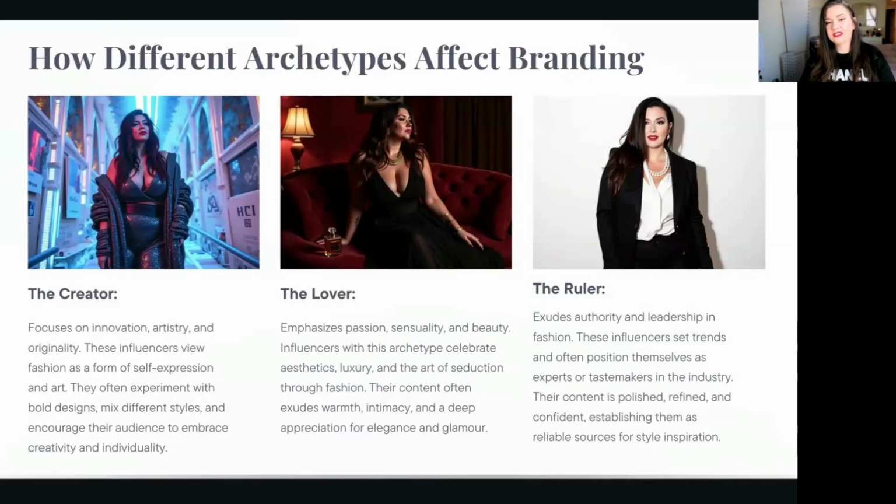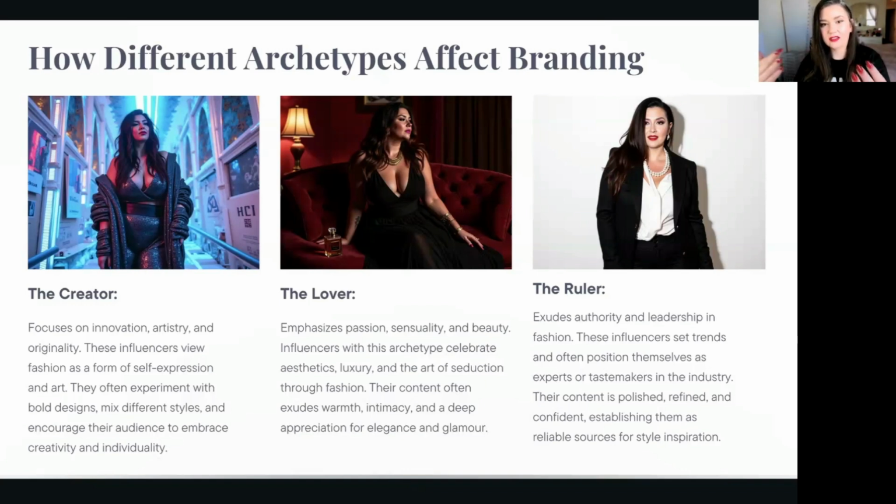So here are different archetypes and how they are represented in different types of branding. And I use myself again for all of these because, if you've taken the Flux course, well, you know I have used myself in all of these because it's easy and it makes sense. So the creator, focusing on innovation, artistry, and originality. I use a photo of myself wearing something that is very different, very out there, and really puts forth this very innovative, artistic feel. Often mixing bold designs, different styles, and encouraging the audience to embrace creativity and individuality.